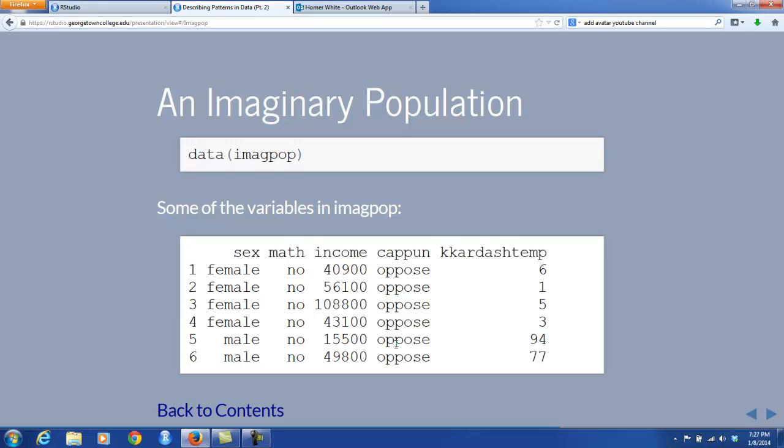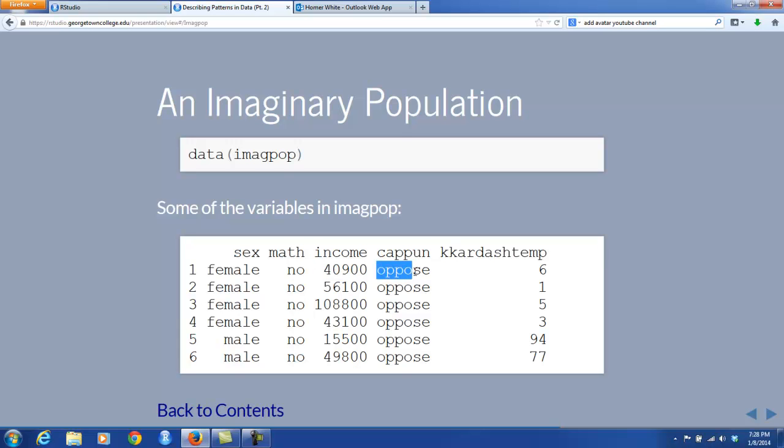Let's think about an imaginary population. This occurs as a data frame inside the TigerStats package, and it's called ImagePop. If you were to take a look at this data frame, this is just the first 6 people, some of the variables that you would see on them are their sex, they could be female or male, whether or not they were a math major, so these people were not, but there are some in the study later on, their income in dollars per year, so this person made $40,900, I guess.